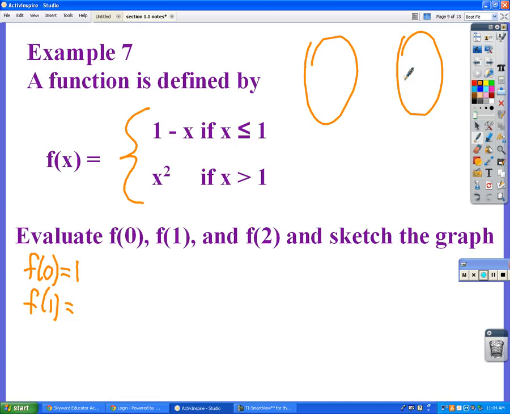So what did we decide f of 1 was? So Gabe, let's stick with you. Did you go to the top one or the bottom one? Bottom. No, you're doing it. Gabe. Oh my god.